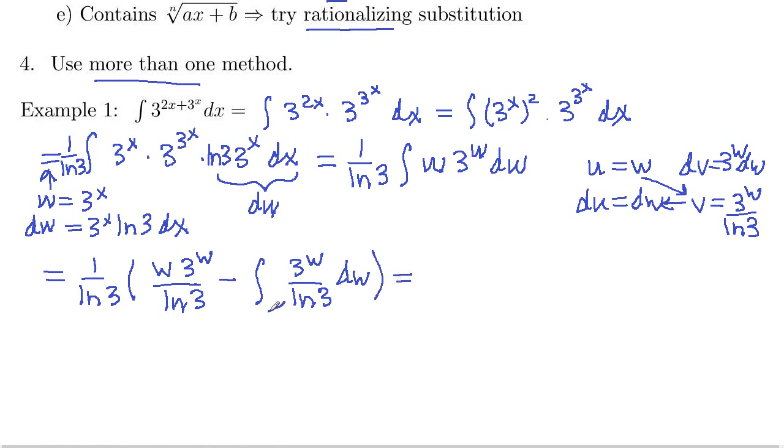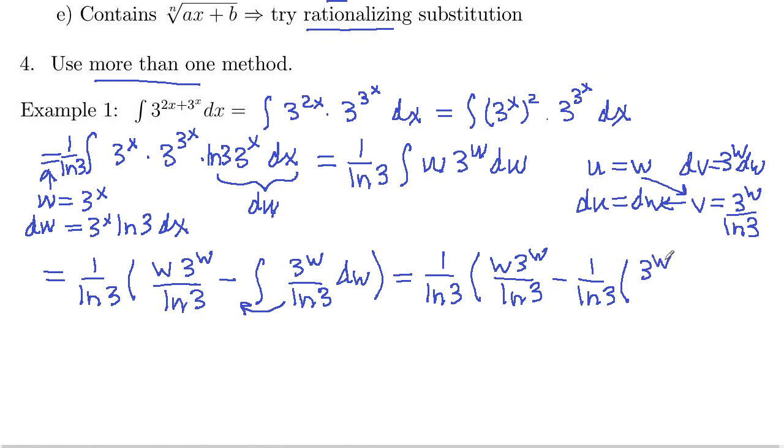And then this 1 over ln 3, we can pull that out in front, and the integral of 3 to the w is 3 to the w divided by ln 3. So you've got a 1 over ln 3 here, w 3 to the w over ln 3, minus 1 over ln 3, and then integral of 3 to the w is 3 to the w divided by ln 3. And now we've done all our integrating, plus c.